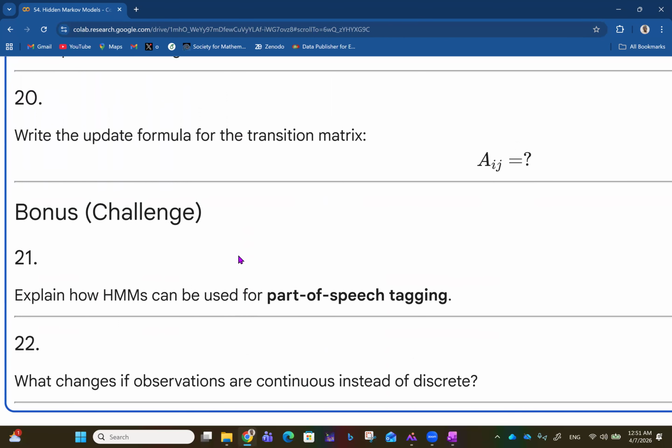Explain how hidden Markov models can be used for part of speech tagging and what changes if observations are continuous instead of discrete. So you want to check all of that out. And with this, I come to the end of the first video on modern topics under stochastic processes, talking about hidden Markov models. Let me know how helpful this is for you.